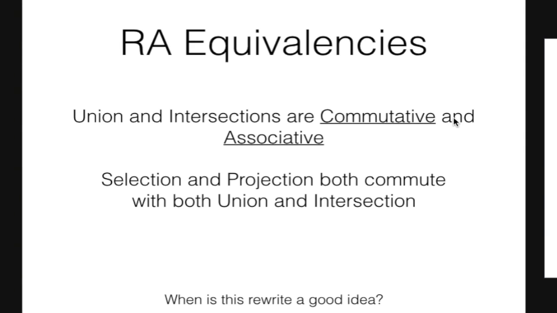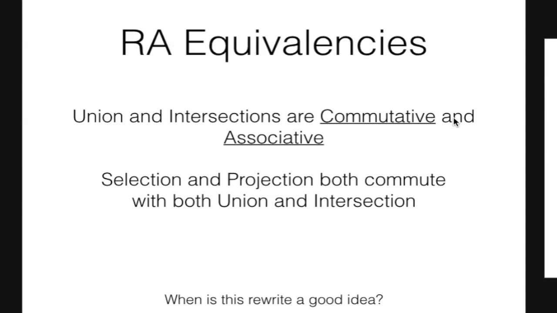All right, so one other observation is that both union and intersection are commutative and associative. Selection and projection both commute with union and intersection. You can always push a projection down through a union. You can always push a selection down through an intersection. I'll leave the proof of this to yourselves.